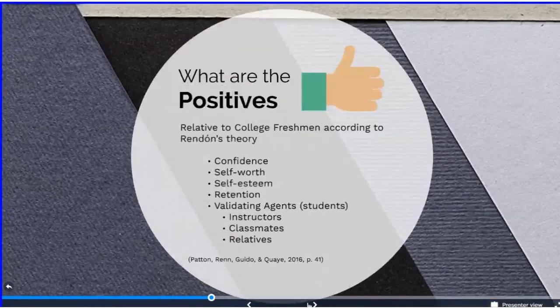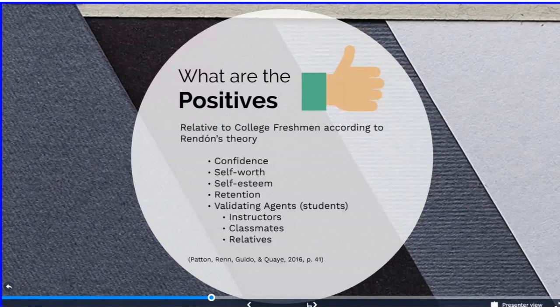So then I want to go into what are the positives of this theory. And again, most of what I'm going to go through here is all relative to college freshmen, according to Rendon's theory. So the positives coming out of this theory is when freshmen are being validated, it builds up confidence, self-worth, self-esteem, and all of those help with retention. Especially when it comes to universities.